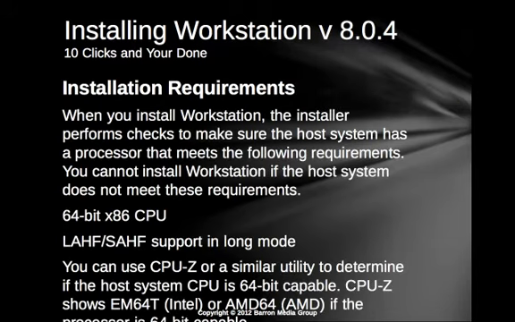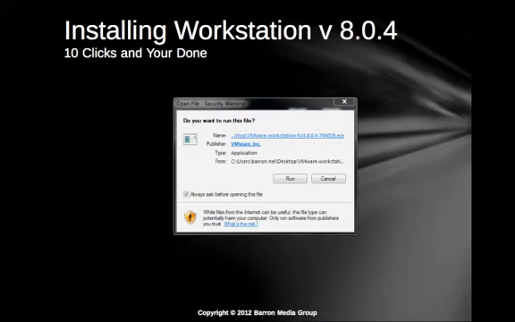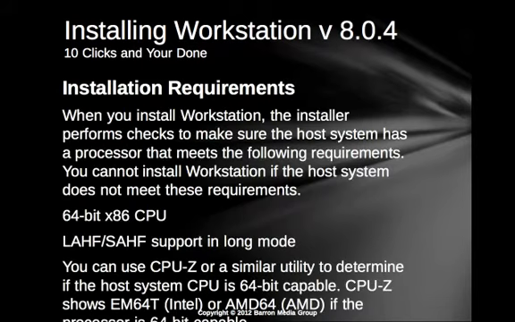So a couple of installation requirements. Obviously if you are installing this for the first time, then there are a few different requirements. Some of those requirements are obviously 64-bit processors, especially if you're going to be installing any kind of virtual machine that has or requires 64-bit, then you need to make sure that the operating system or the hardware that you're installing Workstation 8.0.4 on is also capable of running at 64-bit.